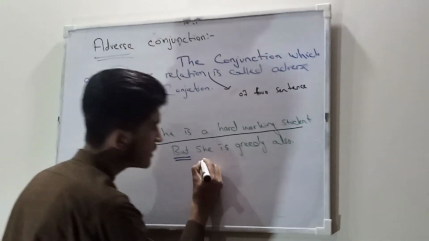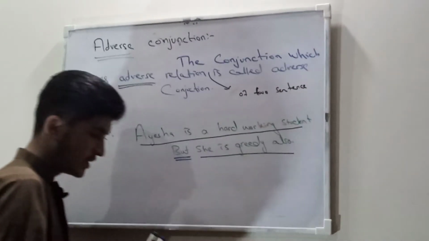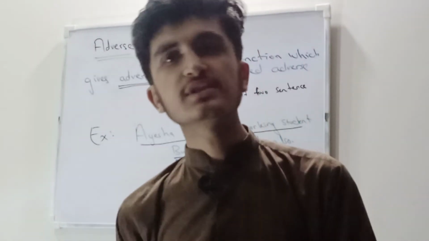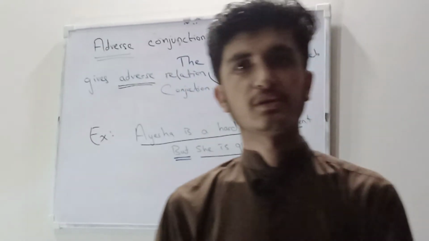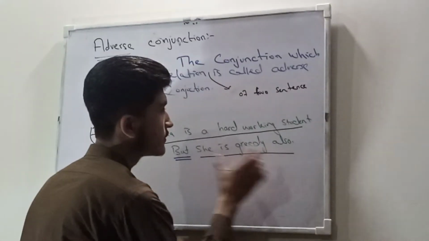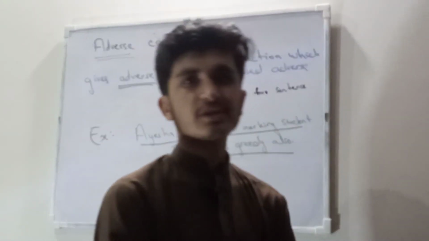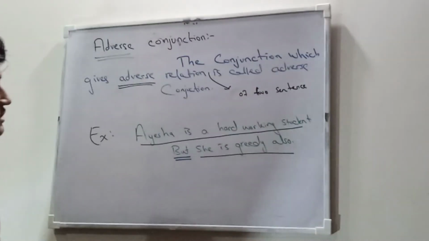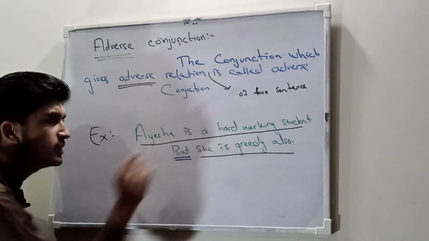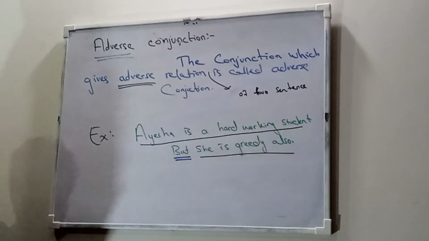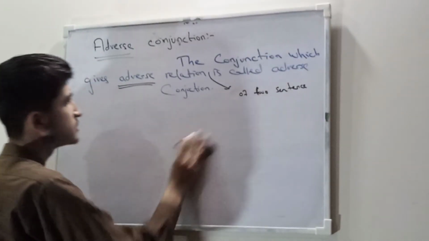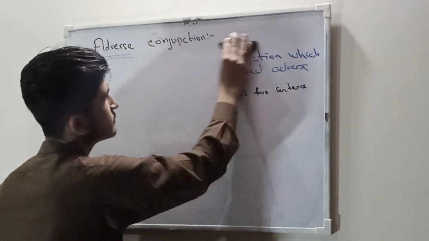But if you look at the second sentence, she is greedy also. In the second sentence it gives us a negative meaning, she is greedy. If someone is greedy, it means that he is not a positive person, he is full of negativity. This is its negative part. So in adverse conjunction, one part will be positive and the second part will be negative. So this was adverse conjunction.